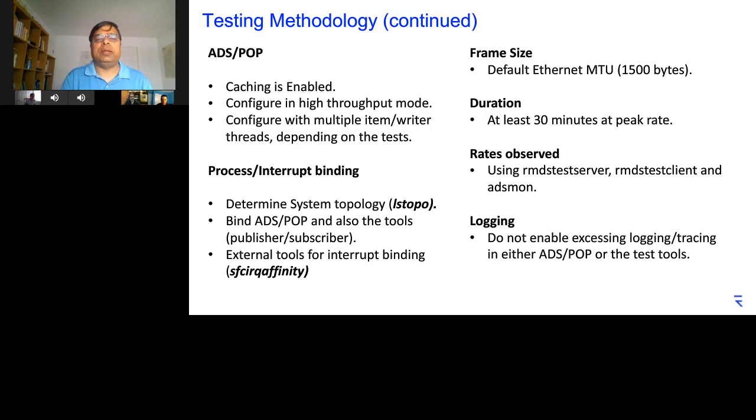So continuing on, ADS-POP, we always enable caching, and it's by default configured in high throughput mode. Even the flush interval time writes, they're all now defaulted appropriately. So the major thing as far as the tuning of the POP goes is which threading model you are going to use, and based on that, how many writer threads or how many item threads you are going to choose, and then do the binding through the POP CNF by understanding the topology, and also make sure to bind the tools. That's an important consideration.